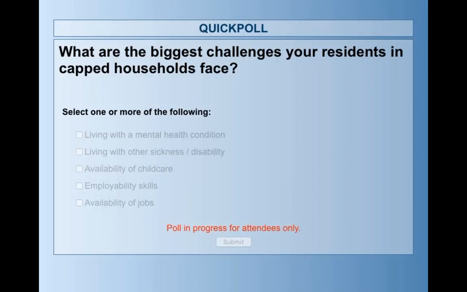Is it the availability of childcare? Is it general employability skills? Is it the availability of jobs? So I'm going to close the poll there. Thanks. Actually, there's a couple more people who might be waiting to vote. It looks like it's just going up still. So I'll give you 10 seconds longer.